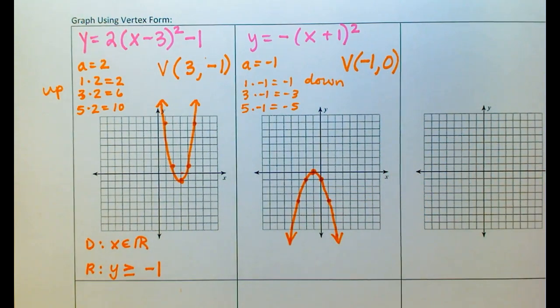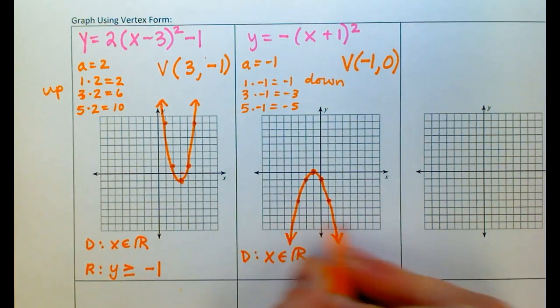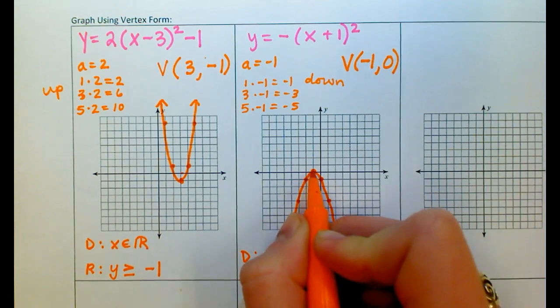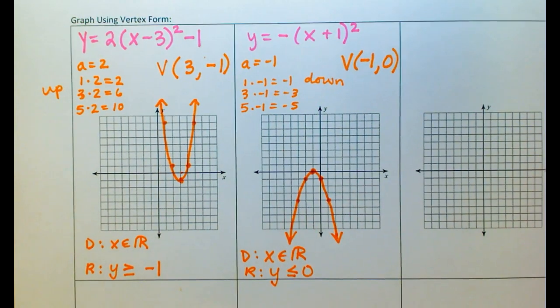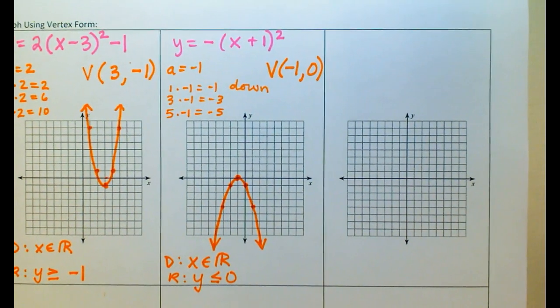And I have my graph. So my domain, x is in the reals for all real numbers. And my range, all of my y values this time are less than or equal to that maximum value of 0. Okay, hopefully you're picking up on this pattern now. The pattern makes it a lot easier than having to make an XY chart.